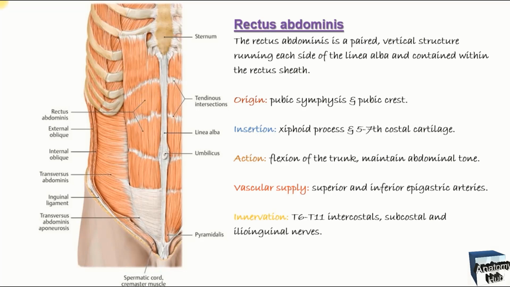Its origin is at the pubic symphysis and the pubic crest over here, and then it ascends upward and gives insertion at the xiphoid process and the fifth to seventh costal cartilages. Its action is mainly flexion of the trunk and it maintains the abdominal tone, and the vascular supply is by the superior and inferior epigastric arteries. And its innervation is from the T6 to T11 intercostal nerves, the subcostal and the ilioinguinal nerves.